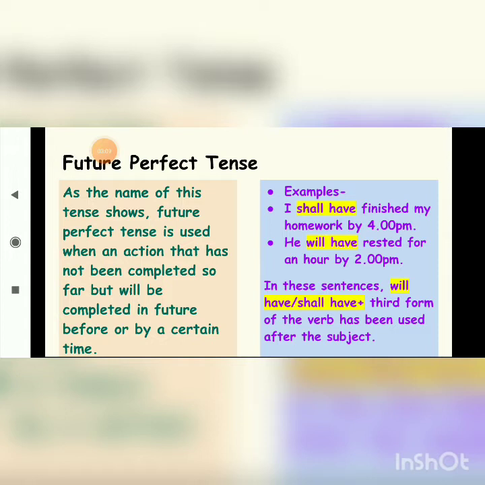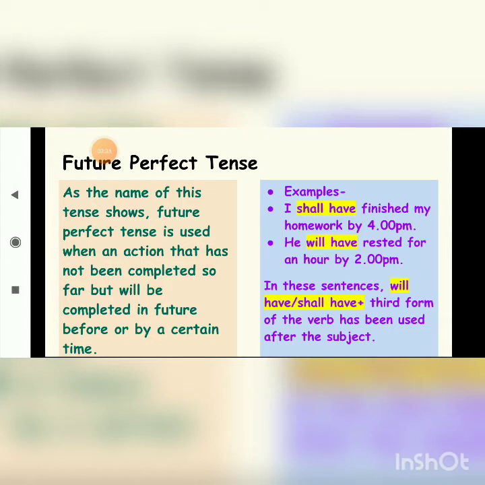Examples have been given, students. I shall have finished my homework by 4 p.m. Second sentence, he will have rested for an hour by 2 p.m. In these sentences, will have, shall have plus third form of the verb has been used after the subject.